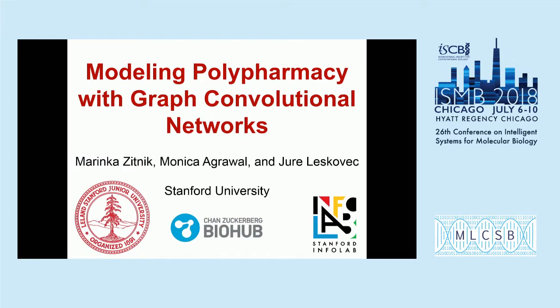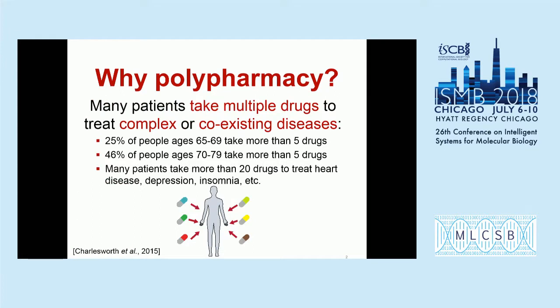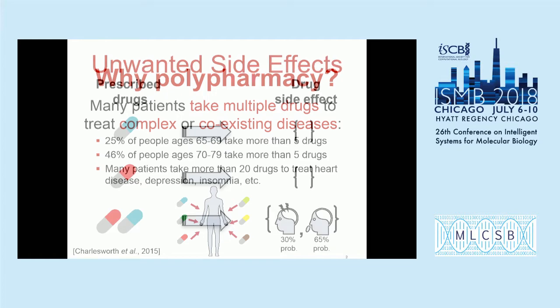Hello, everyone. Today I will talk about predicting side effects of drug combinations with graph convolutional networks. Many patients take multiple drugs to treat a disease. The use of multiple drugs is known as polypharmacy and is especially common in treatment practice for complex and coexisting conditions. For example, 25% of people ages 65 to 69 take at least 5 prescription drugs to treat chronic conditions. And it's not uncommon to encounter patients that take more than 20 drugs to treat complex diseases such as heart disease, insomnia, depression, and other disorders.